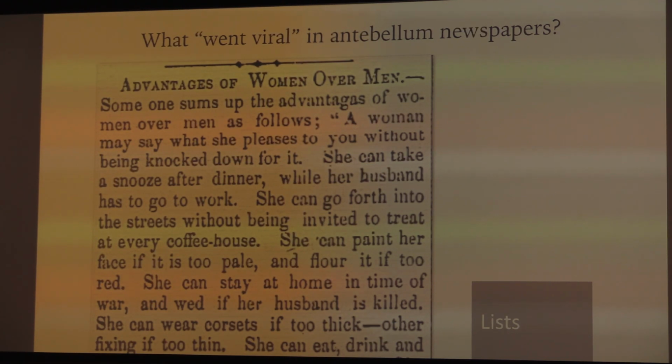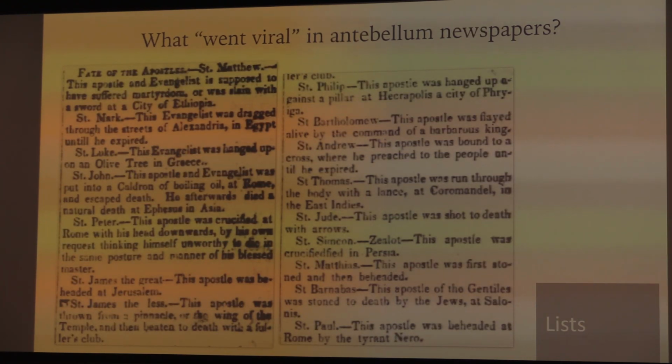I started with one of these, but lists. Lists are just incredibly popular in the 19th century newspapers. Again, something we tend to think of as this thing that the internet invented, and it is just absolutely not true, right? This one doesn't have numbers, although many of them do have numbers, 1, 2, 3, 4, 5. This is a horribly misogynistic one about how many advantages women have in society over men, none of which I think we would think are advantages. This, if you need to know how all of the apostles died, here's a nice list that you can refer to.